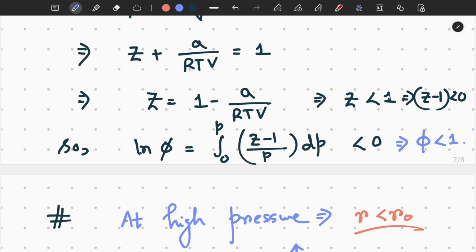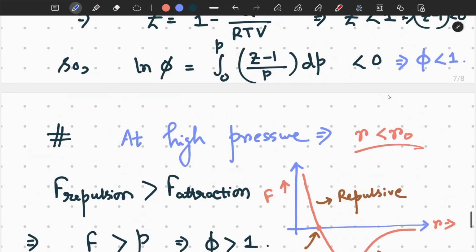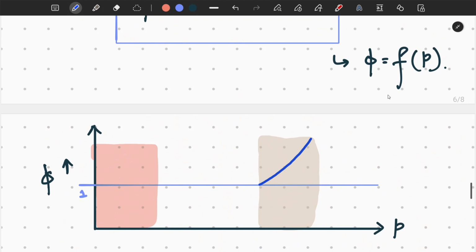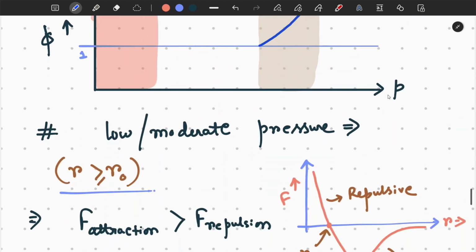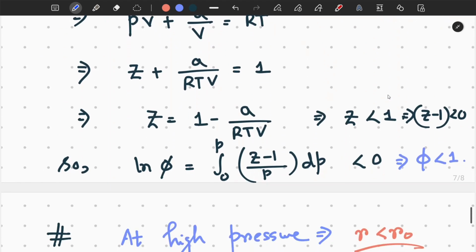Okay, this part is clear, correct? The high pressure part is clear. So in general, what will be the nature of the gas that we can calculate? The nature of the fugacity. Here, fugacity means whether the fugacity coefficient is greater than one or less than one. Okay, so here the equation was this. Let me add one page here.